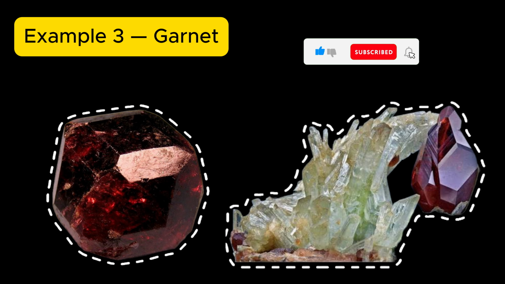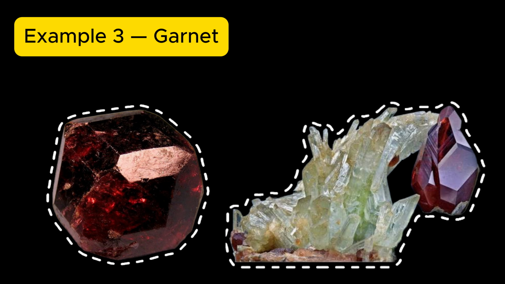So remember that crystal habit is essentially a mineral's characteristic growth shape. But what happens when we break a crystal? That is where our next property becomes important. That is cleavage.